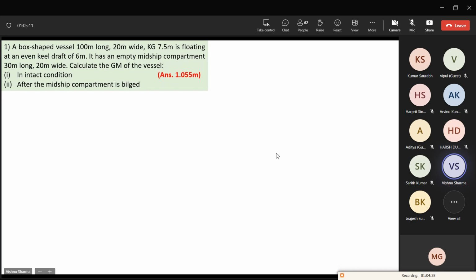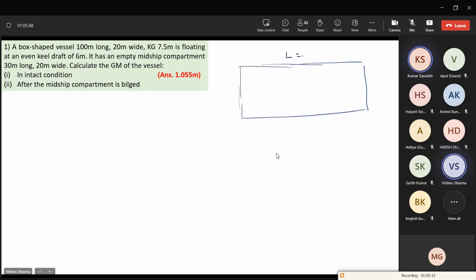In these questions, the first and foremost is the diagram. There will be two diagrams to be made, one above the other. One will be the side elevation, the other will be the water plane and the bilged condition. I'll be speaking everything very slowly, asking you if you have any problems, and then I'll complete. A box-shaped vessel is 100 meters long, 20 meters wide. We'll use the notation that we have been using. So first I'll do part A.